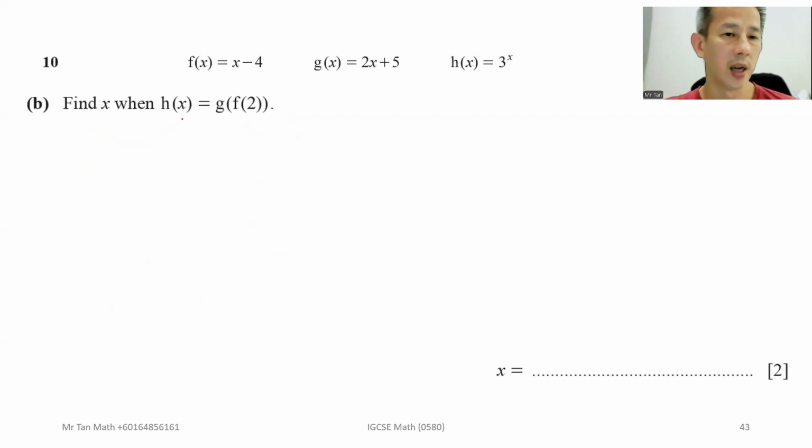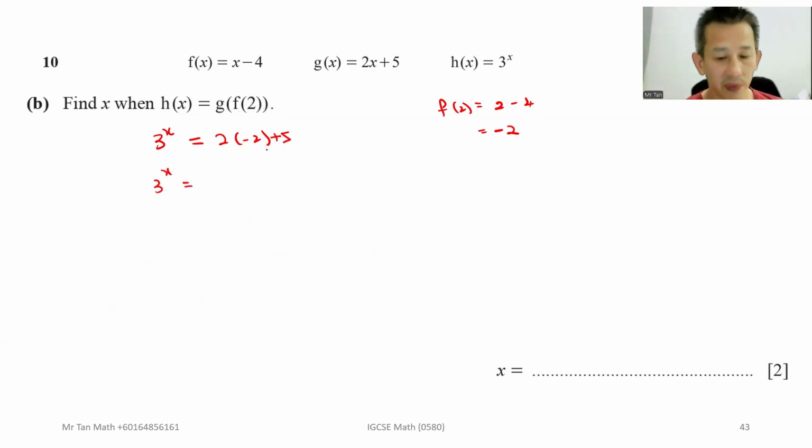Okay. Find x when h(x) equals g(f(2)). So h(x) is 3 to the power of x, that equals g(f(x)). Let's find f(2), that equals 2 minus 4 equals -2. So g(f(2)) is g(x), 2 times -2 plus 5, and 3 to the power of x equals -4 plus 5. You get 1. Okay, so we change to the same base. 1 can be 3 to the power of 0, therefore x equals 0.